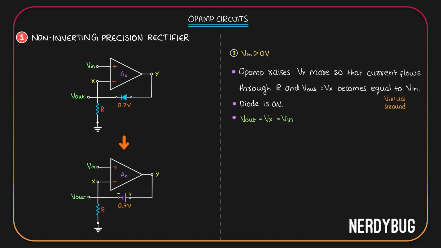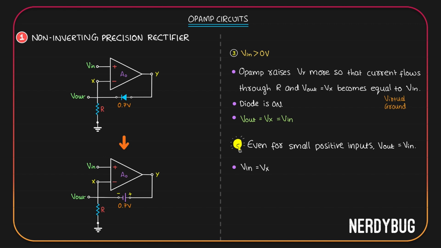Why? Because the op-amp has a really high gain. We just saw that. Even when input was 0, the op-amp was able to switch on the diode. So we can write, even for small positive inputs, V out will be equal to V in. The op-amp will try everything it can to make Vx equal to V in. But then Vx is also equal to V out. And what is V out?